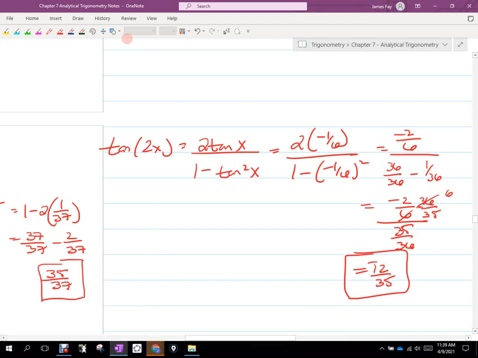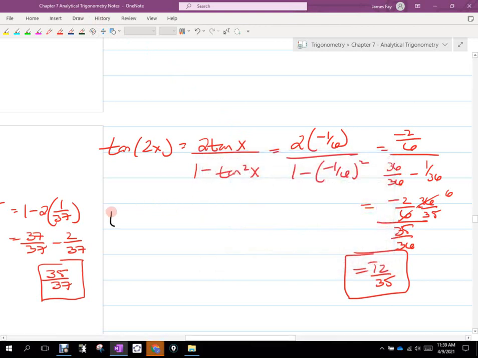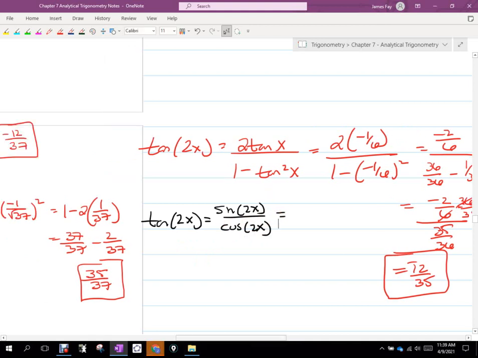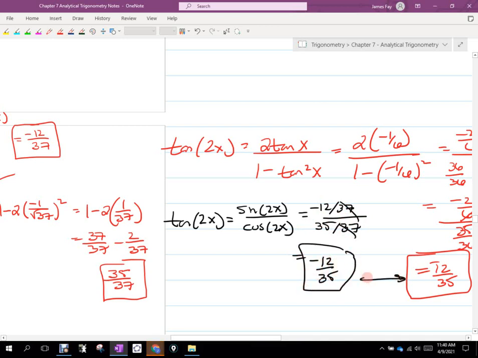Okay? Now what Anthony is saying is, can't I use the relationship that says that tangent of 2x is the same thing as sine of 2x divided by cosine of 2x, correct? What's the sine of 2x? We already did that, right? Negative 12/37. What was cosine of 2x? 35/37. What's going to happen with the 37ths? You're left with negative 12/35, which is exactly the same thing we got when we used the formula, right? Okay.